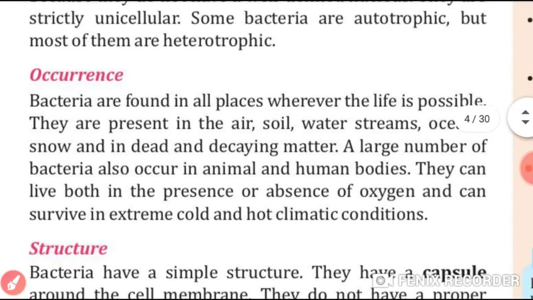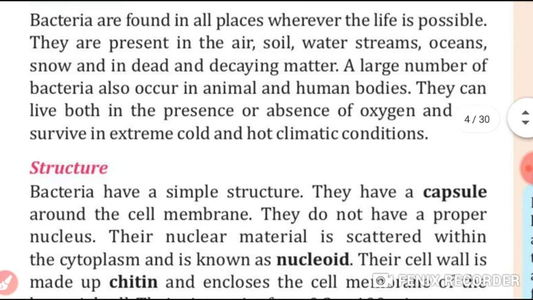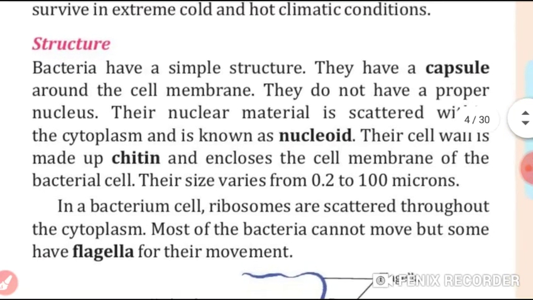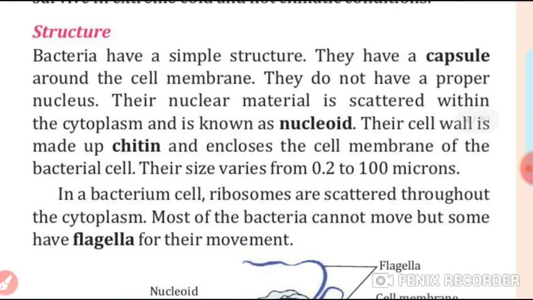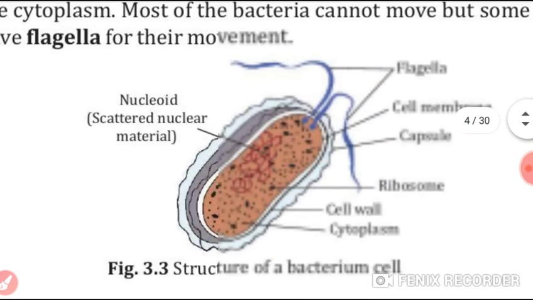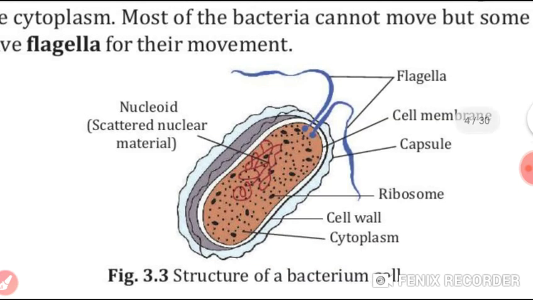Where are they found? Students, bacteria are found everywhere, in all places. A large number of bacteria occur in animals and in human bodies also. And they can live both in the presence or absence of oxygen, and in extreme cold and hot climatic conditions also. What is the structure of bacteria? Listen, students, I am showing you the structure of bacteria here. Okay, nucleoid is there. Nuclear material is scattered everywhere. Cell wall, cytoplasm, ribosome, capsule, cell membrane, flagella.